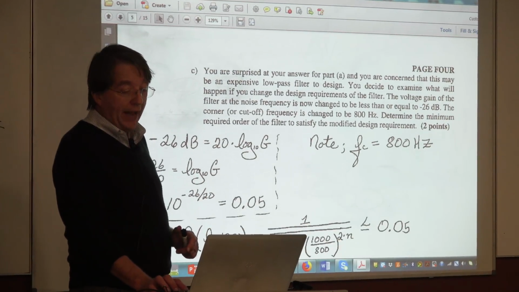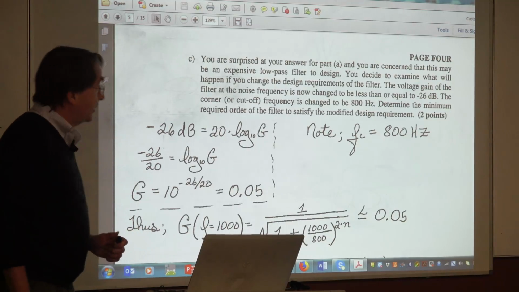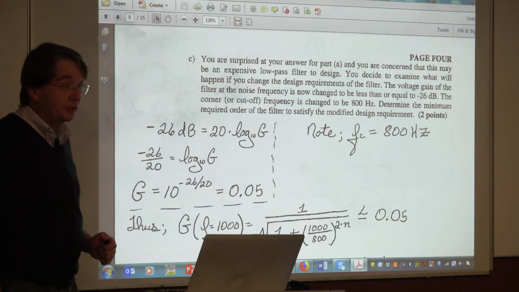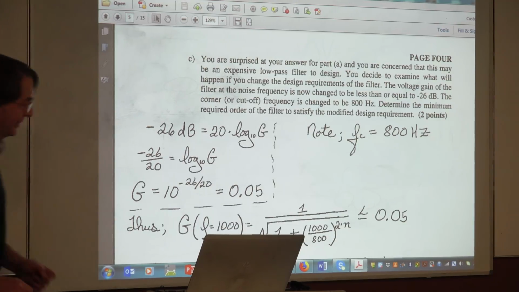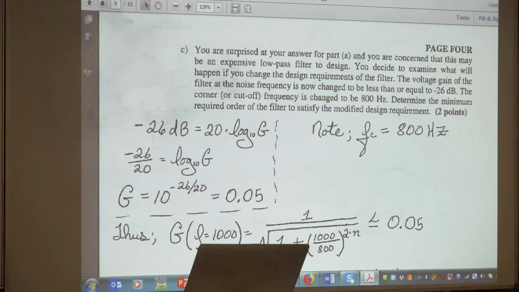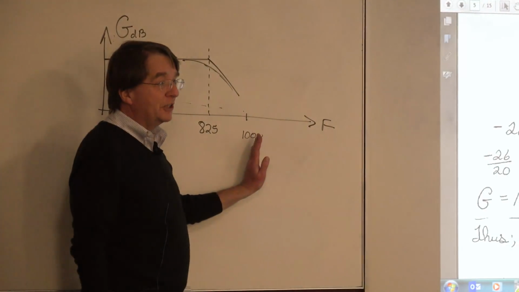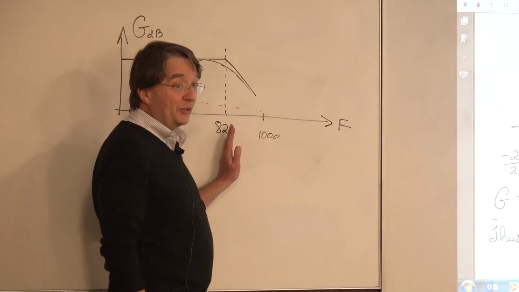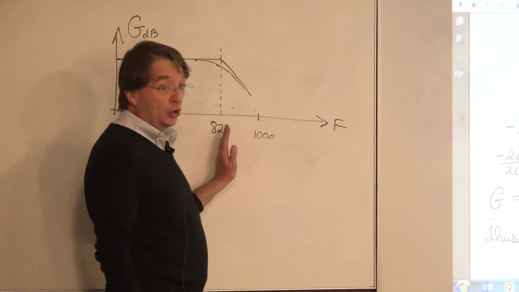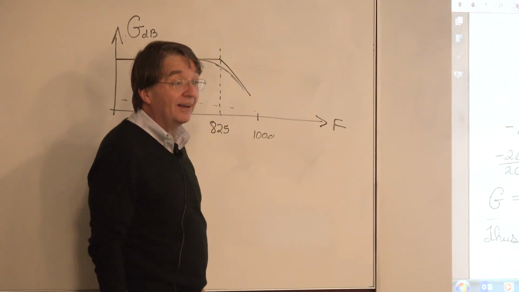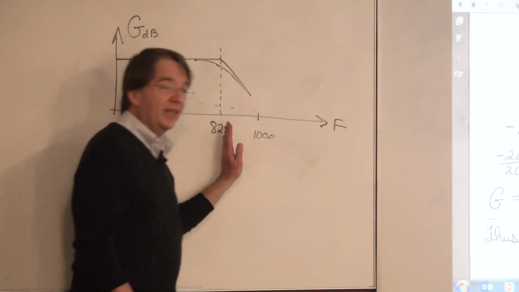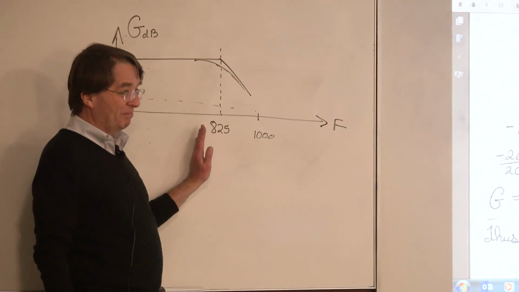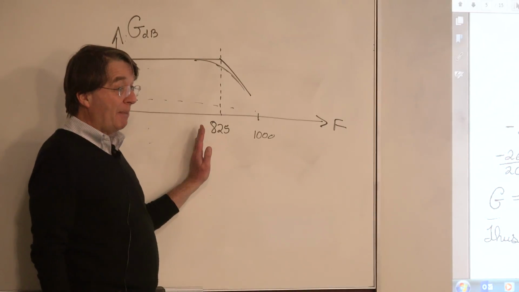I am surprised that this may be an expensive low-pass filter design. I really should not have been surprised, because the bad frequency starts at 1,000. Where's my corner? 820. I don't have much room to get down to 2%. I have to fall quickly. How can I make a less expensive filter? Bring the corner back. But what's going to happen? I'll get less of the good signal.